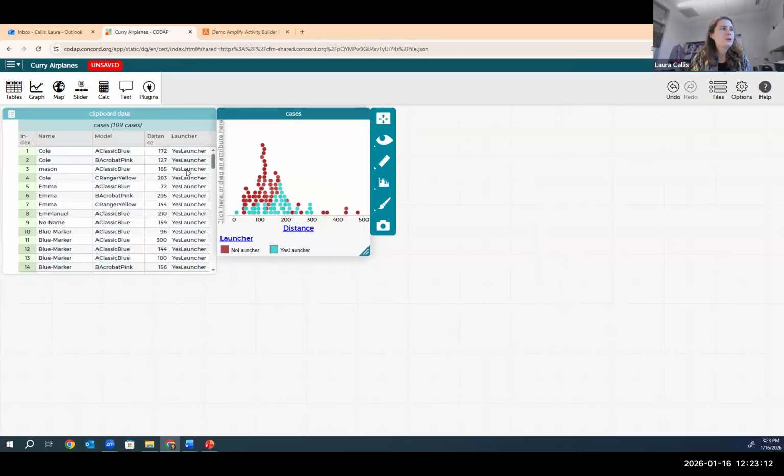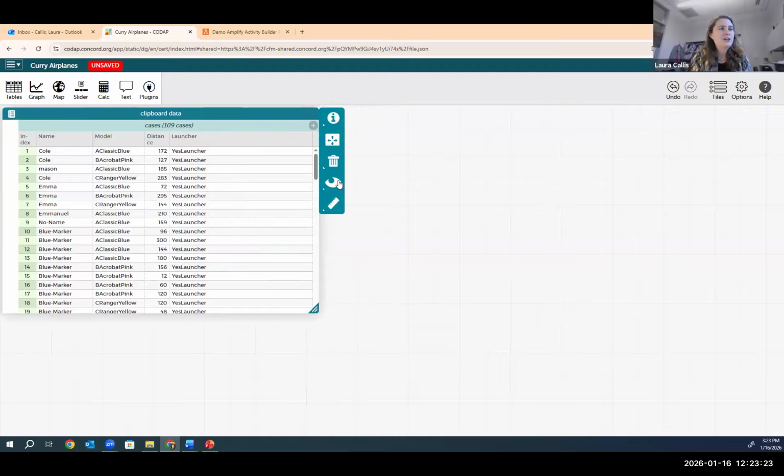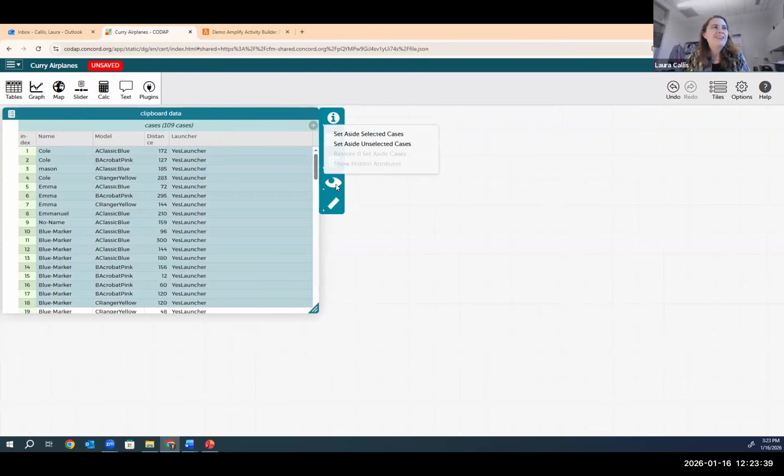And then another thing you can do, there was a question about filtering too, which I should have reminded myself how to filter before. If you wanted to say only look at all the launchers, you could highlight all of the ones that have the launcher, and then click on the eyeball, and you can set aside the unselected cases and then make a graph. That would be one way that you could do that. There might be other ways too. I don't know if anybody has another way if you just wanted to look at a subset.